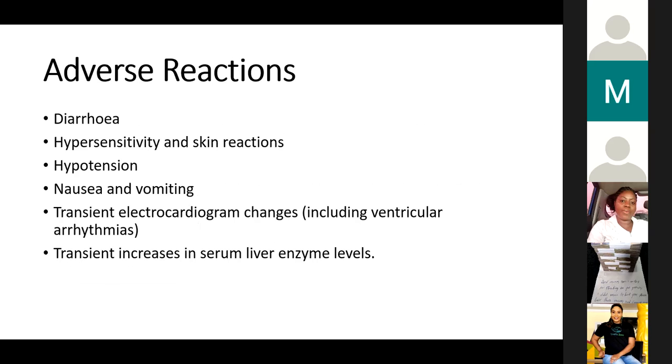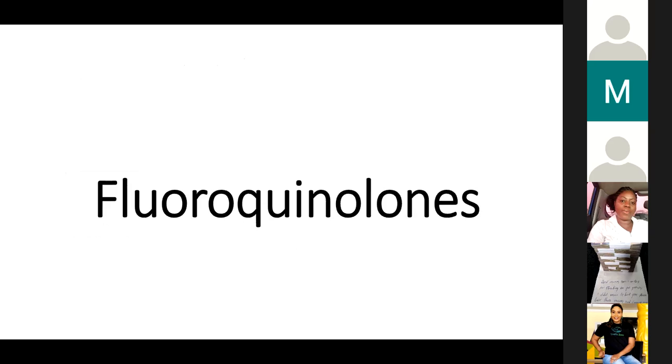So usual adverse reactions: diarrhea, hypersensitivity reaction, nausea, vomiting, but take note of the transient ECG changes. And then also the transient increase in serum enzymes.